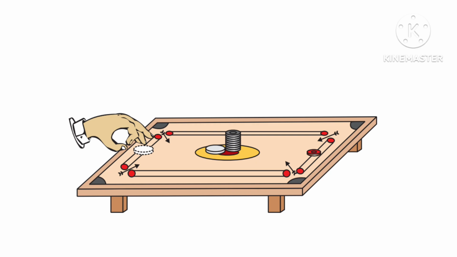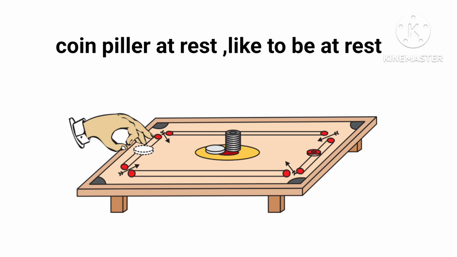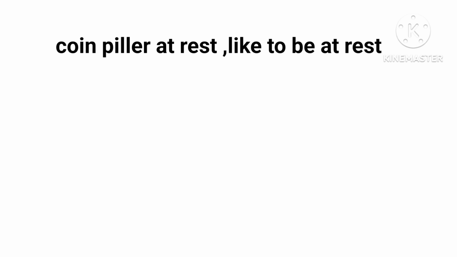When a fast-moving carom striker hits a coin pillar, only the carom coin at the bottom of the pile is removed. The reason is the coin pillar is at rest and likes to be at rest. Only the coin hit is removed. This is another example of inertia of rest.